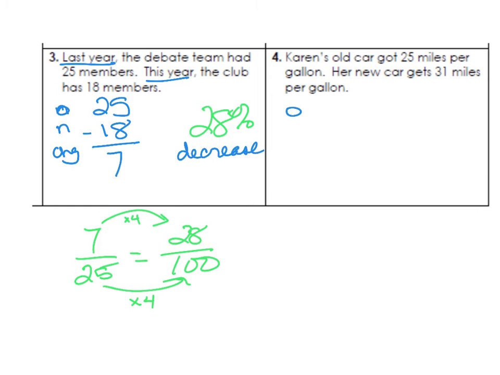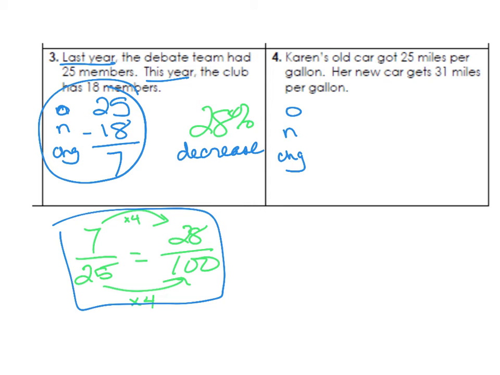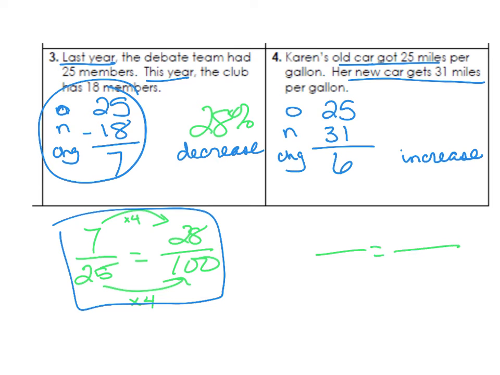Let's do it again. Original, new, and change. And I would recommend doing this every single time because that's going to help you fill in your proportion down here at the bottom. Karen's old car got 25 miles. There's our original. Her new car gets 31 miles per gallon. That's the new amount. So I'm going from 25 to 31, so I know it's going to be an increase. If I subtract, I get 6. So let's set up our proportion. 6 is our change. Our original is 25, and I want the percent.